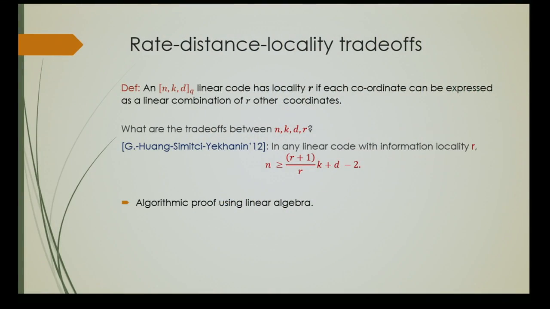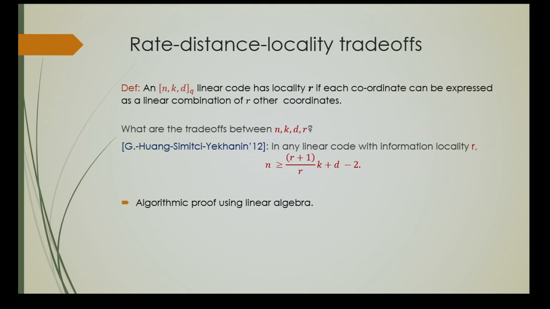So let me just remind you, we're considering this notion of locality. We say that a linear code has all symbol locality R if each coordinate is expressible as a linear combination of R other symbols. Which R other symbols depends on which coordinate you're trying to express.